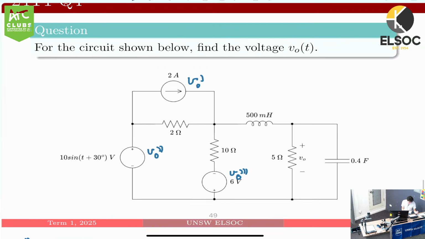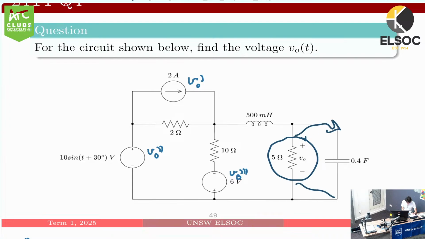So what we can see here is that we have to find V out, and V out is the voltage across this resistor, which just so happens to also be the voltage across this capacitor as well, because they're connected in parallel.